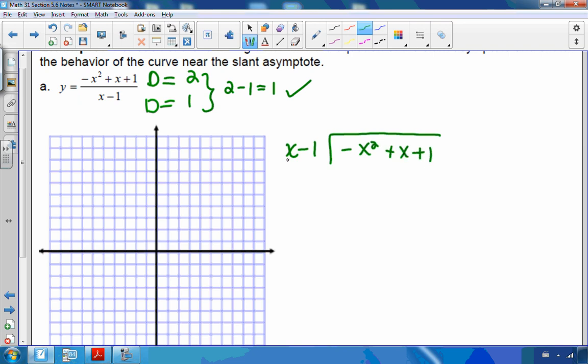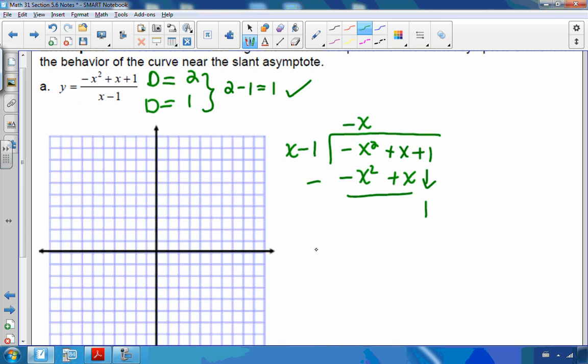So negative x squared divided by x is negative x, and now I just multiply. Negative x times x is negative x squared, negative x times negative 1 is positive x, and then I just subtract. So negative x squared take away negative x squared is 0, x take away x is 0, and I bring the 1 down.